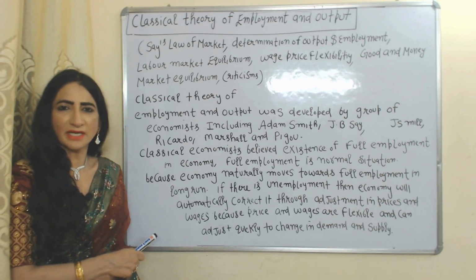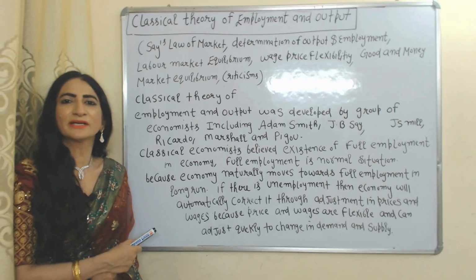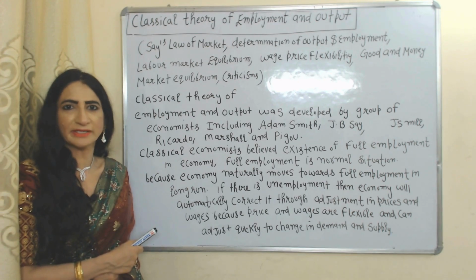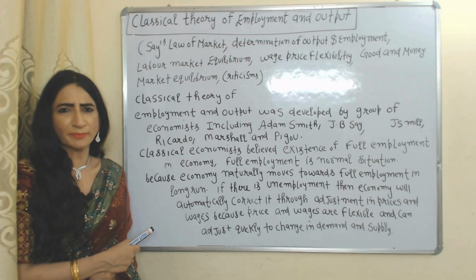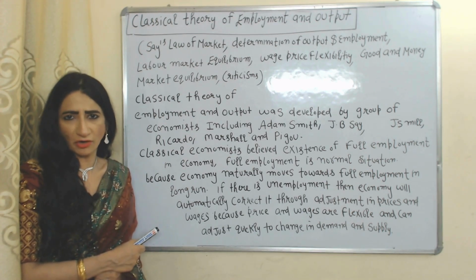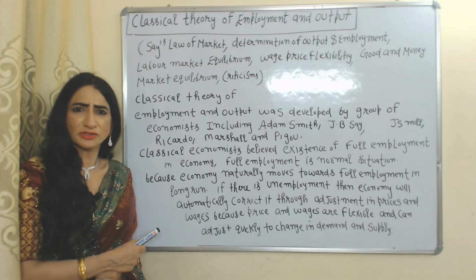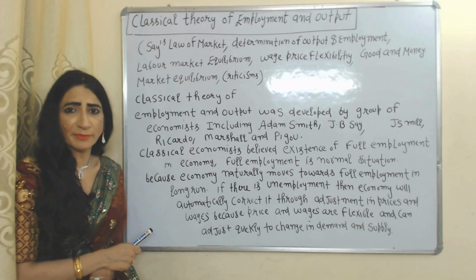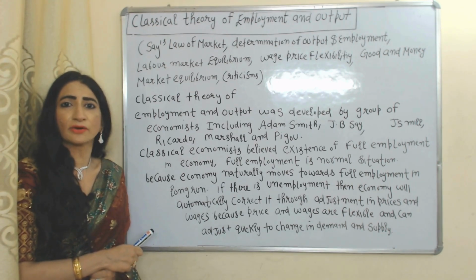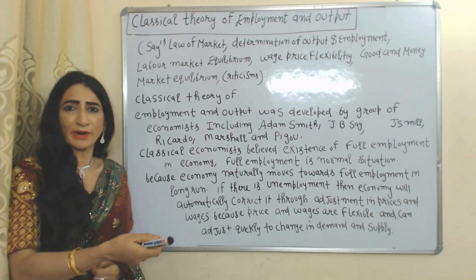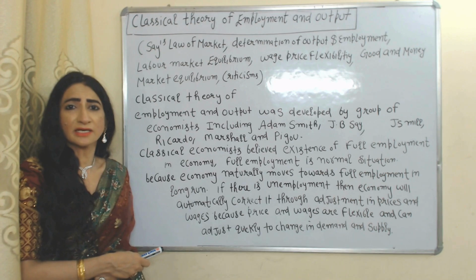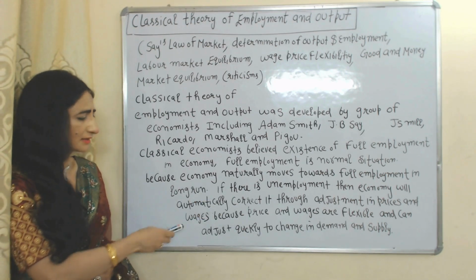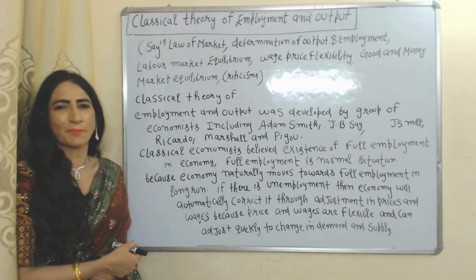Classical economists believed in the existence of full employment in the economy. According to them, full employment is the normal situation of the economy. That's why the economy naturally moves towards full employment in the long run. If there is unemployment, it will be automatically corrected through adjustment in prices and wages, because this theory assumes prices and wages are flexible. That's why prices and wages can adjust quickly to changes in demand and supply.